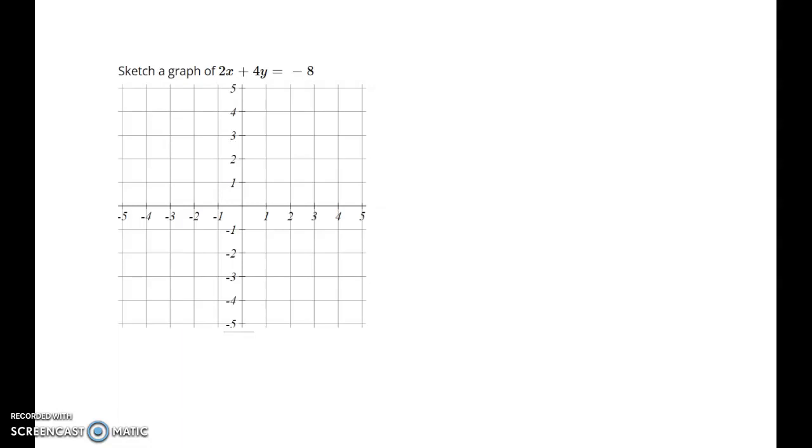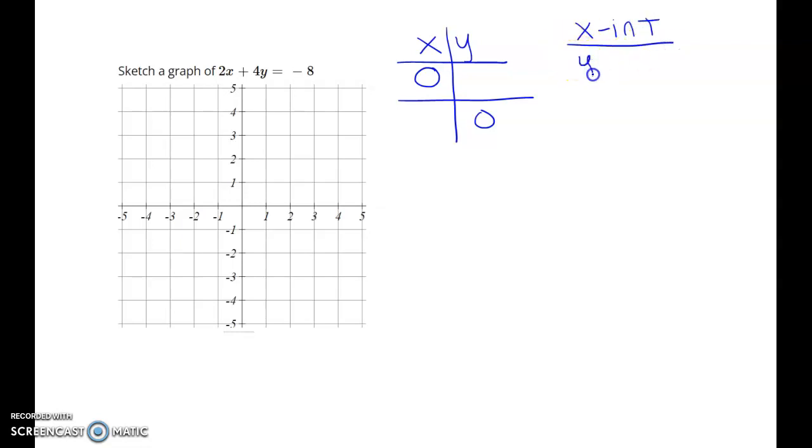Okay, we need to graph this equation. Now, because it's in this form, I would find the x-intercept and the y-intercept. So basically what we're going to do is make an xy chart and plug 0 in for x and 0 in for y. So the x-intercept, when I need to find the x-intercept, y equals 0. Okay, so we'll just plug that in.